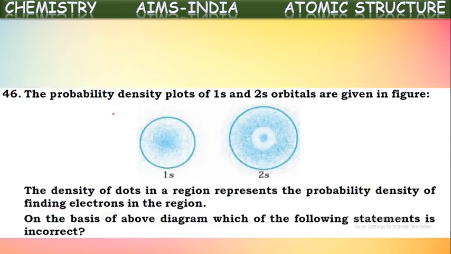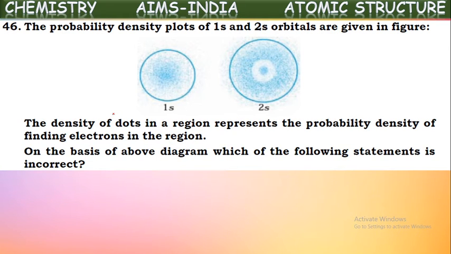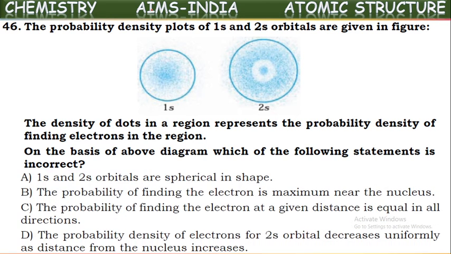Okay, next question. The probability density plots of 1s and 2s orbitals are given in the figures. See, for these two, probability orbital diagrams are shown, 1s and 2s orbitals. The density of dots in a region represents the probability density of finding the electrons in the region. On the basis of the above diagram, which of the following statements are correct? Let us see the statements once so that we can understand. 1s and 2s orbitals are spherical in shape. Of course, both are spherical.